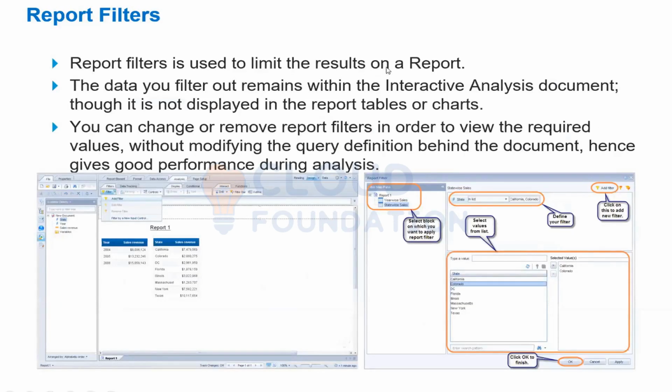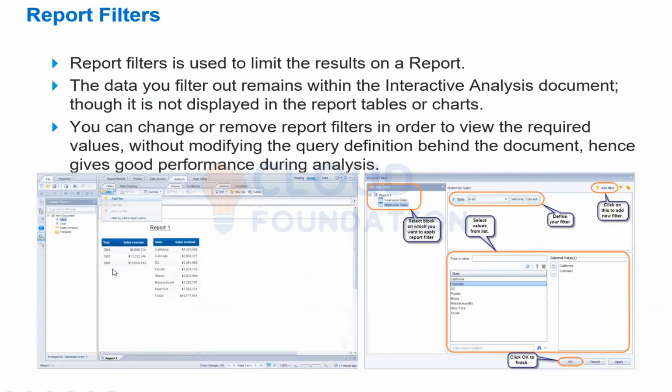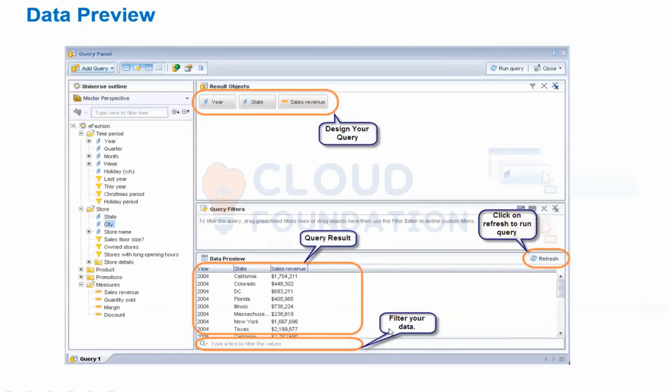Report filters are used to limit the results on a report. As we apply some filters there, here they have applied only the years 2004, 5 and 6 in the query panel. That's why we are getting this output as this data. Whatever query filters we put, it comes as document filters. Document filter means it is for the total report. We call it a document.